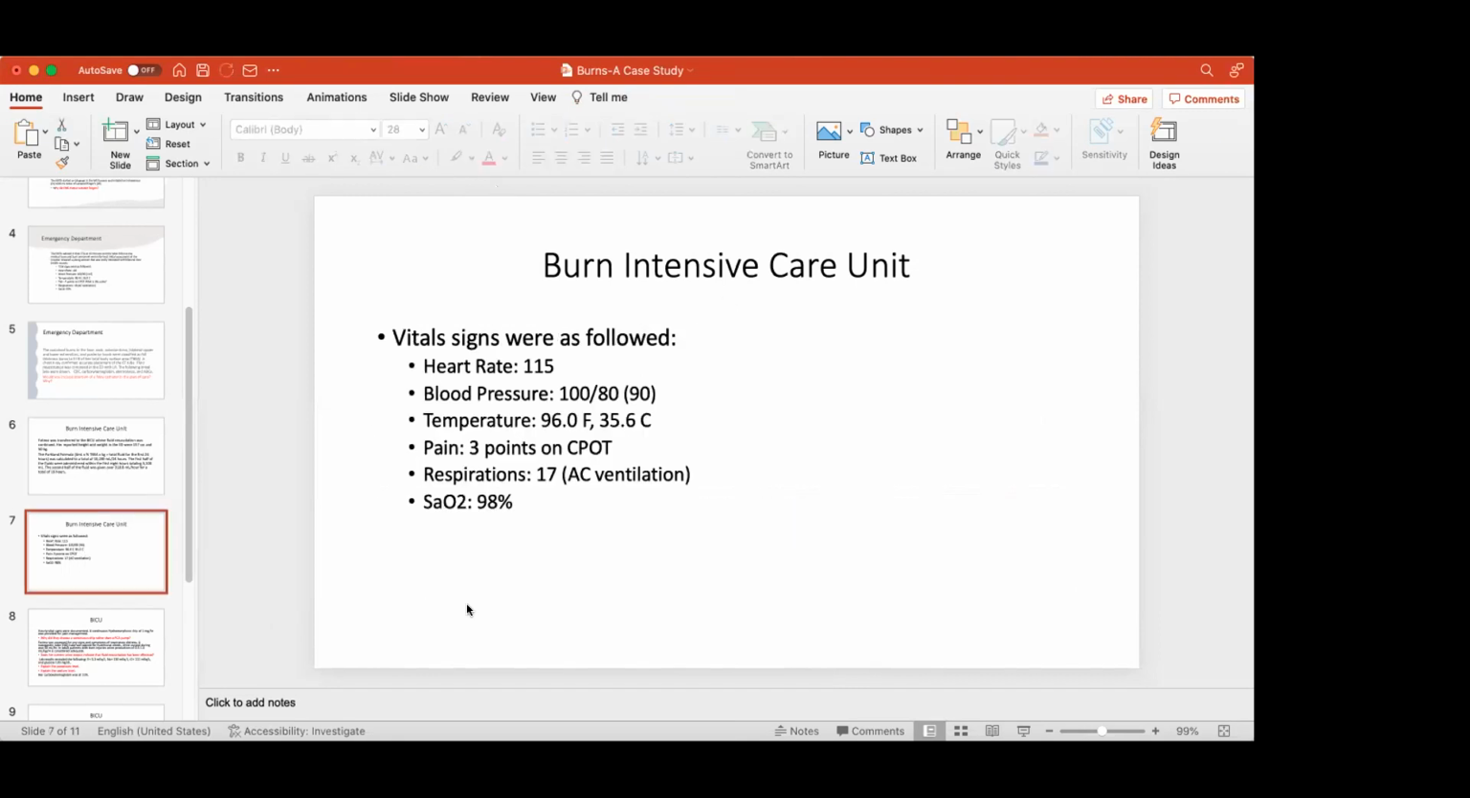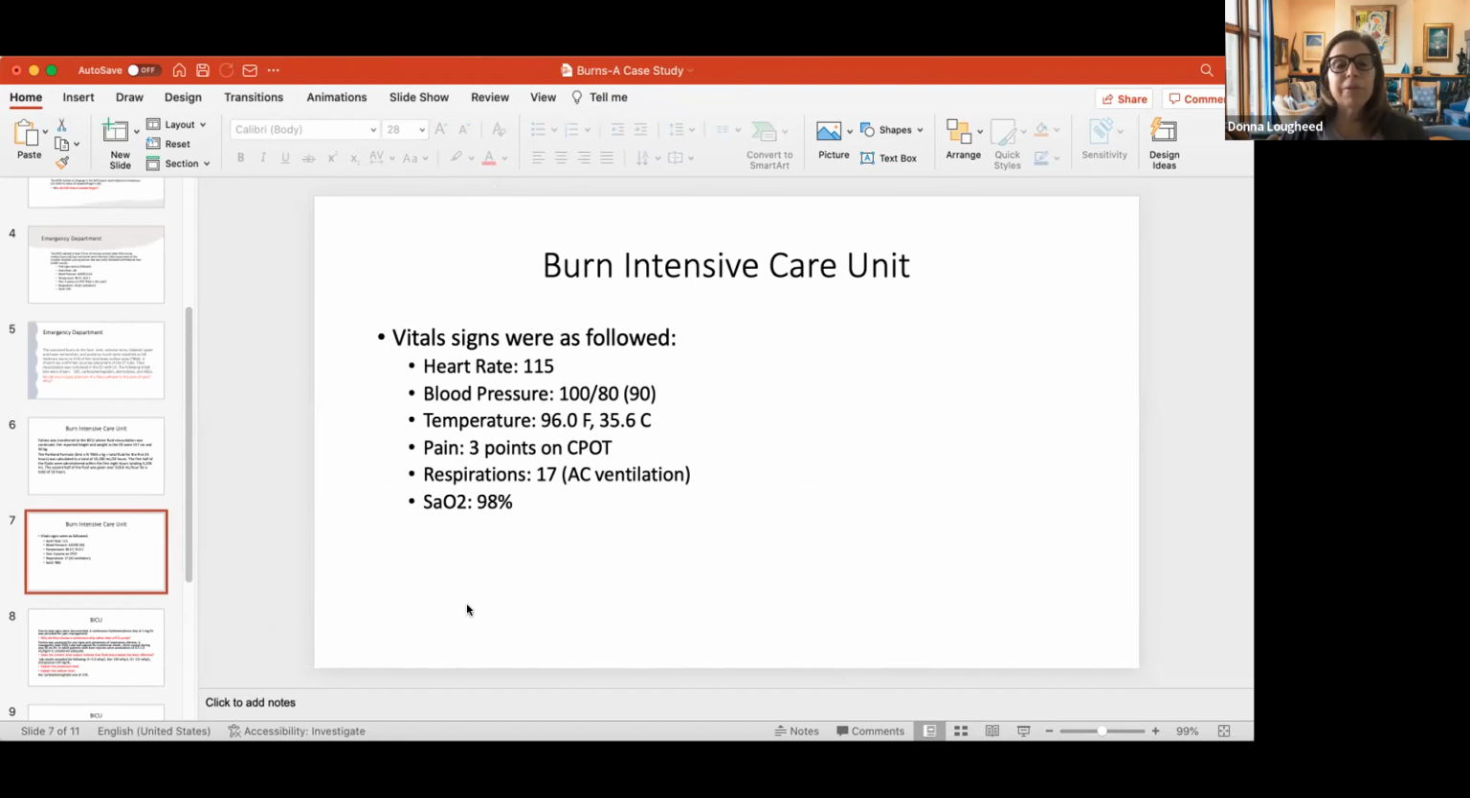So here's her vital signs now. We have a heart rate of 115 coming down. Look at that blood pressure drop. Temperature, hypothermic, right? She's going towards hypothermia, which is expected. That's why we try and keep them warm. She's 3 points on the CPOT. So a 3 would be a high pain level, and that would be by her behavior. Her respirations are 17 and her SAT is 98.